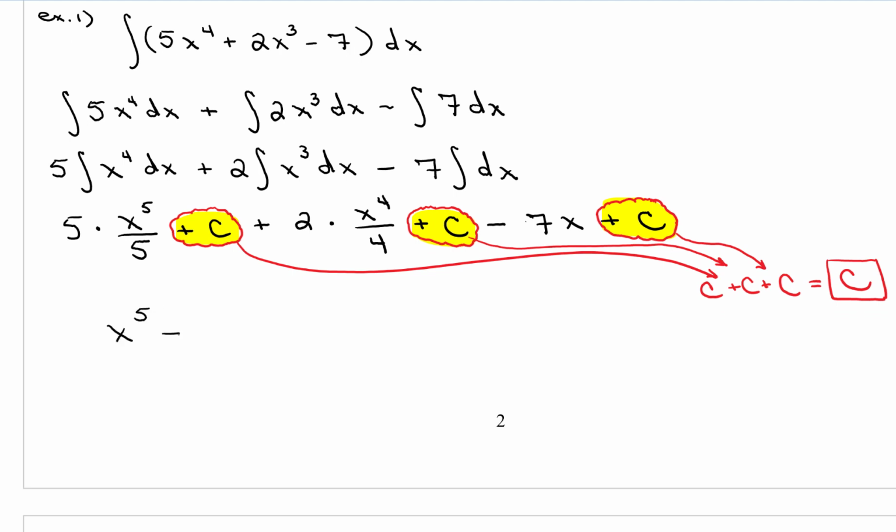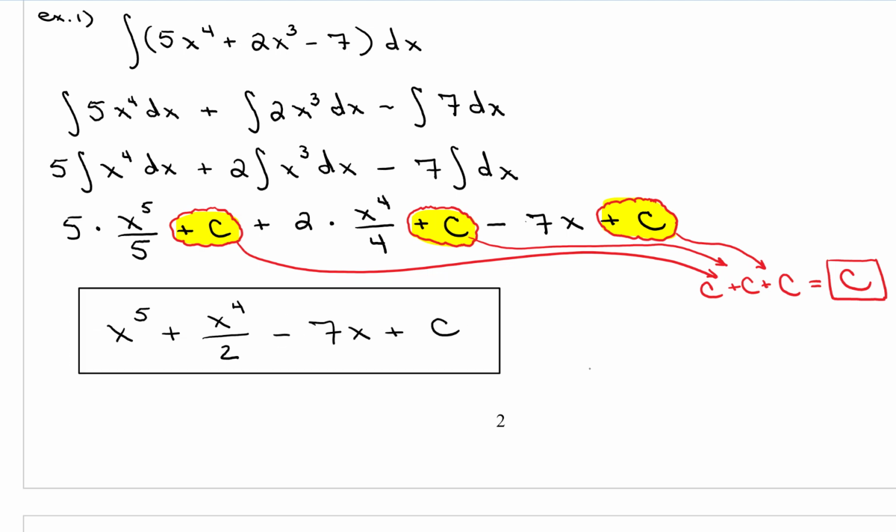Okay, so if we simplify this, we will end up with x to the 5th plus x to the 4th divided by 2 minus 7x plus c. And we will go ahead and box that answer in. So that is going to represent our indefinite integral for this problem.